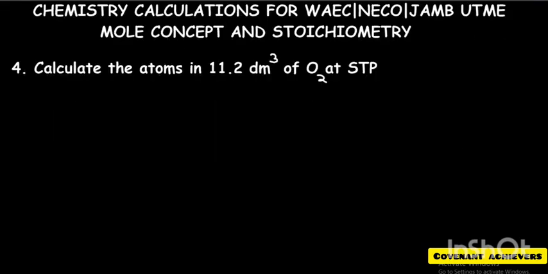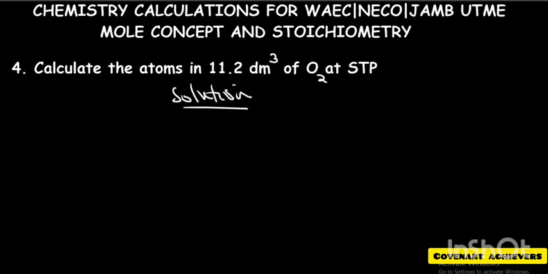Okay, now for this number 4 question, calculate the atoms in 11.2 dm cube of oxygen at XTP. XTP means standard temperature and pressure, and we are going to see that. Let's see what we have in the solution.